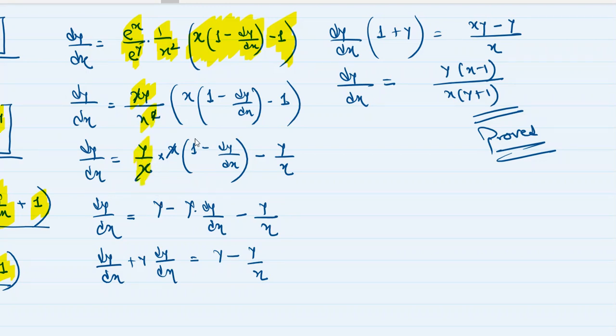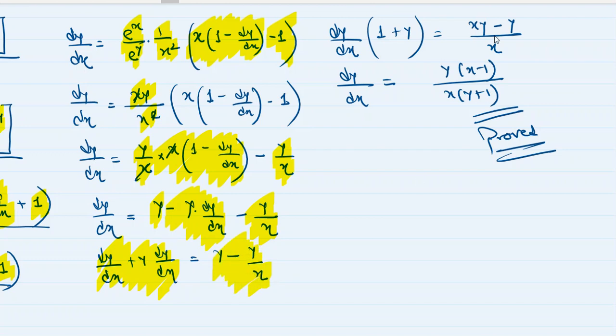Now this y by x I multiplied inside the bracket, y by x multiplied by x and the whole bracket all together here, and y by x multiplied with minus 1. So I get minus y by x. Here x cancels, and I just get y. Y I multiply inside, so y minus y dy by dx minus y by x. I took y dy by dx to the other side. y minus y by x is left over here.